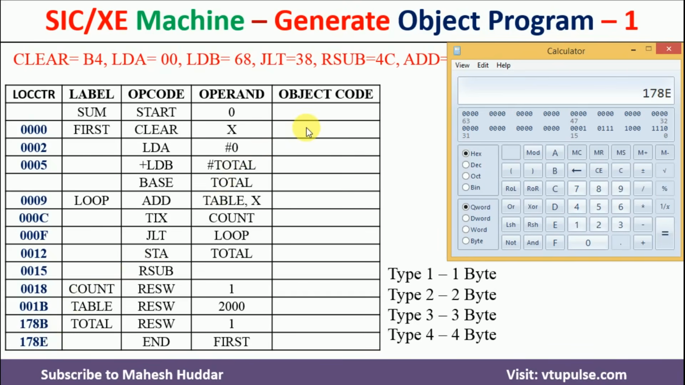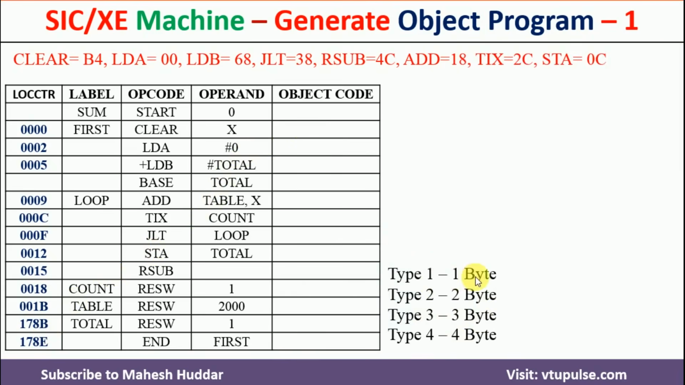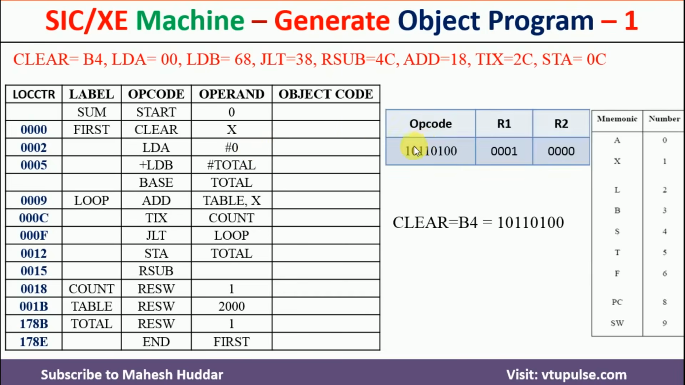Now we will try to find out the object code for each and every instruction. Again we follow the types, whether it's type 1, type 2, type 3 or type 4. Based on the type of instruction and the type of addressing mode, we will come up with the object code here. Now we will start with the first instruction, that is CLEAR X.